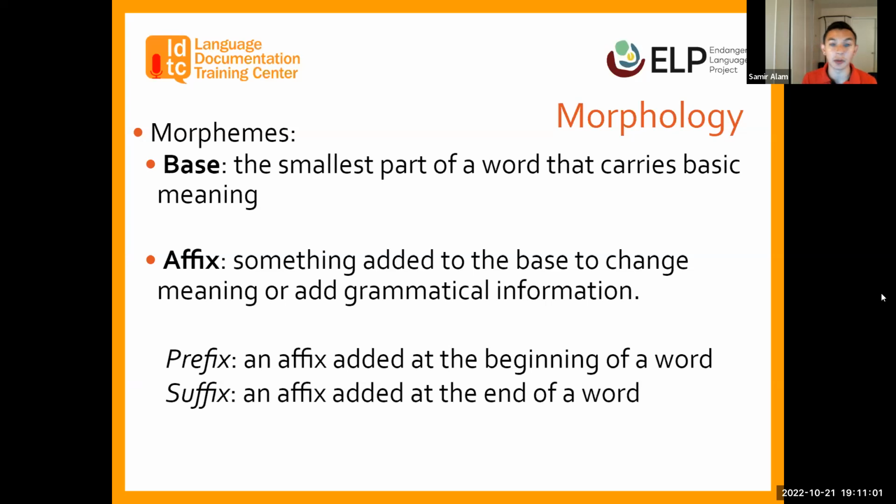plurals, for example. In English, as we talked about at the very beginning of this presentation, we have singular forms of nouns that indicate that there's just one of something.